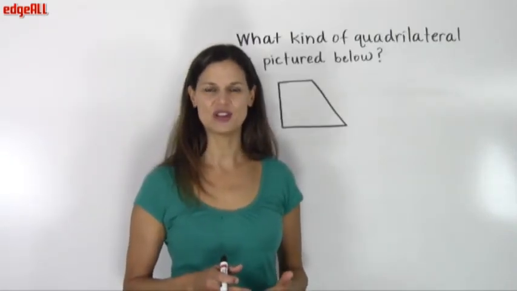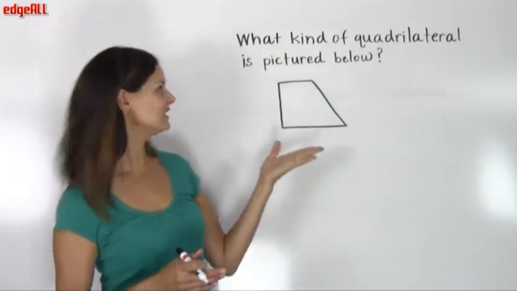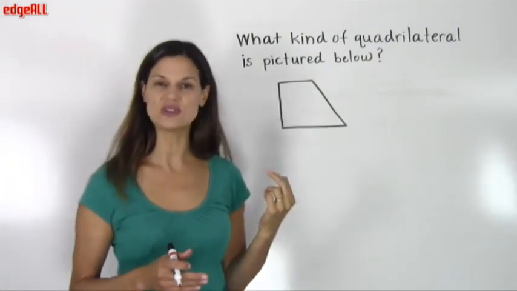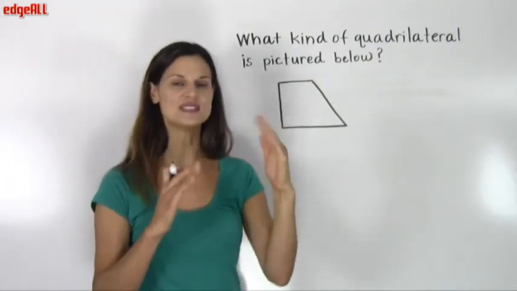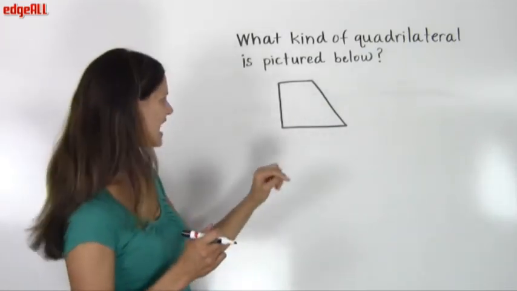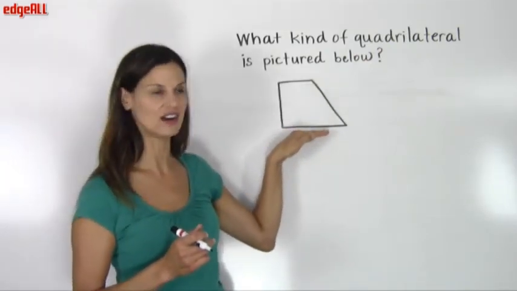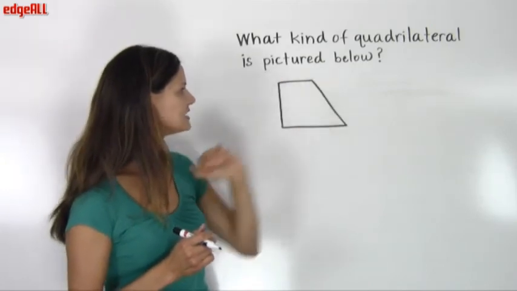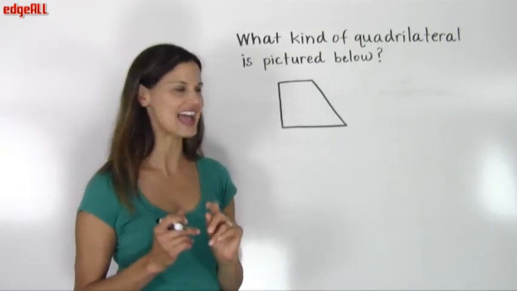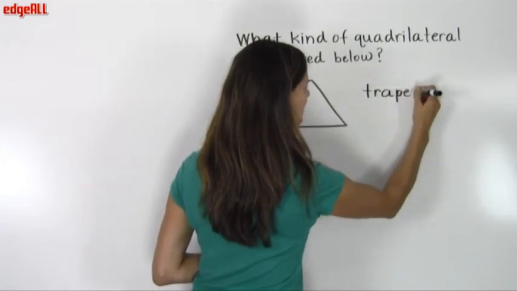Let's look at an example using quadrilaterals. So our question asks us, what kind of quadrilateral is pictured below? Now we can see right away that in this shape, we don't have two sets of parallel sides. We have one set of parallel sides. I can see that these two opposite sides are parallel to one another. However, these two are not. And so, since we have just one set of parallel sides, we know that what we have here in this figure is a trapezoid.